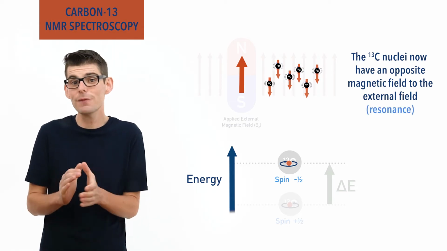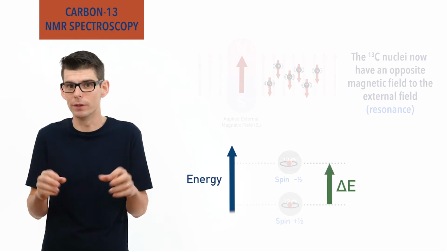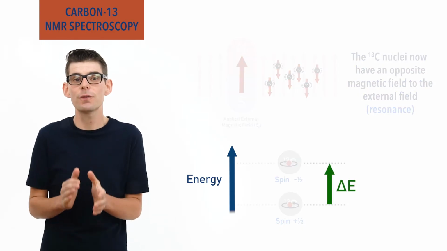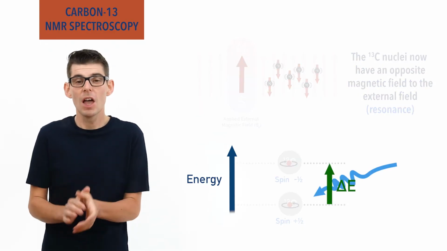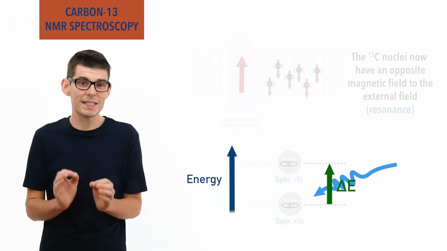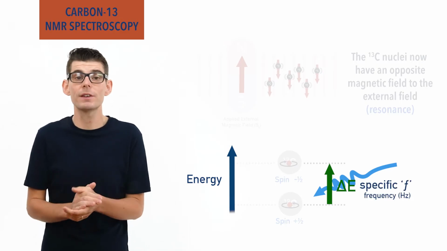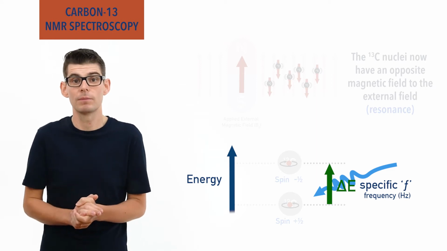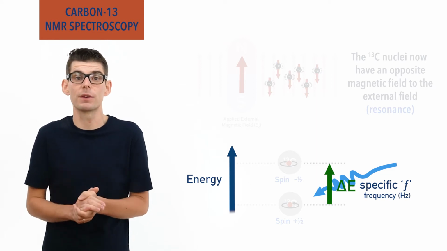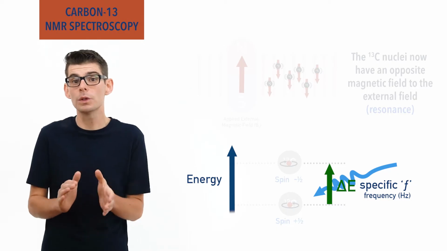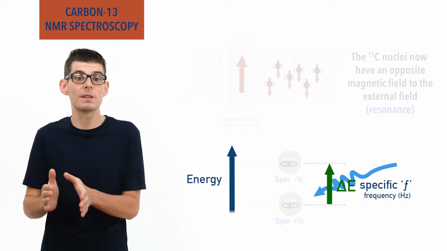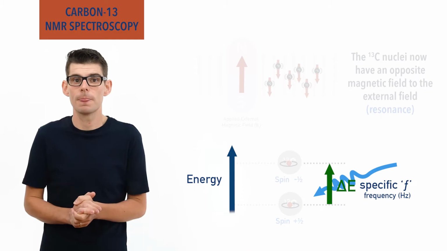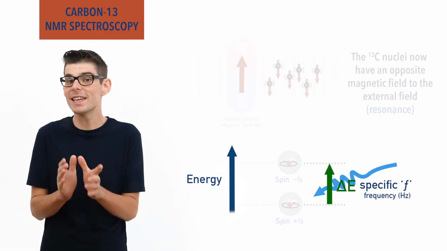This specific amount of energy can be given to the nucleus in the form of a radio wave. Only radio waves of a specific frequency can provide the energy needed to flip the spin of the nucleus. Any waves that aren't the specific frequency needed for resonance wouldn't be absorbed by the nucleus and would simply pass through the sample. Here's the really key thing.